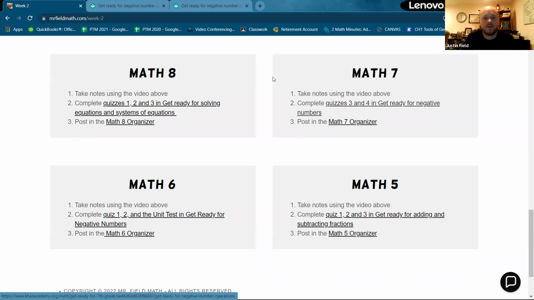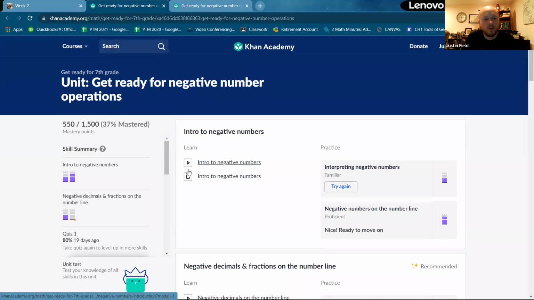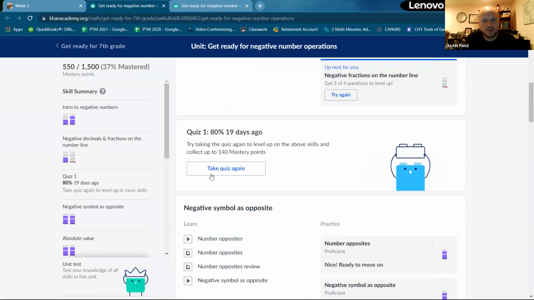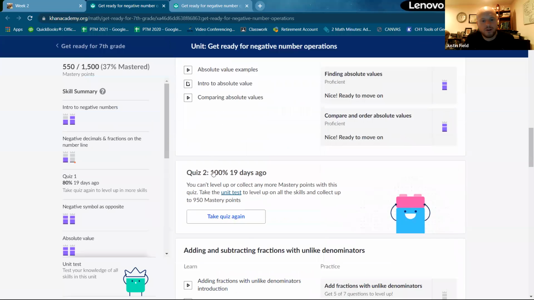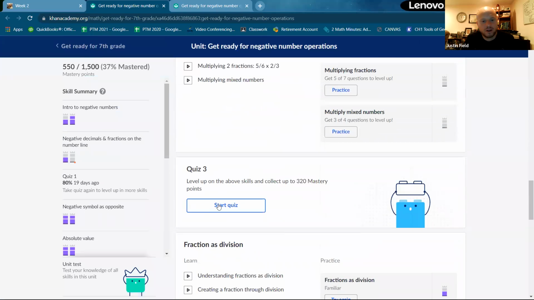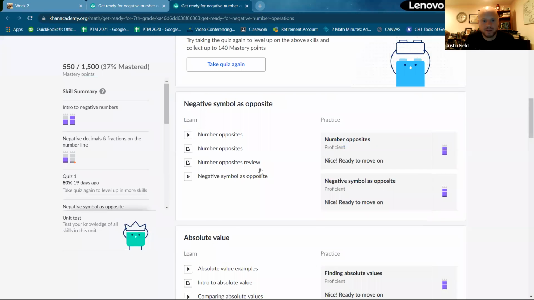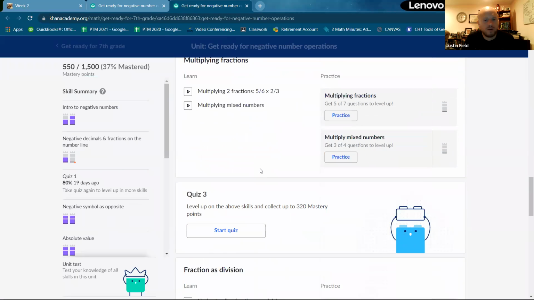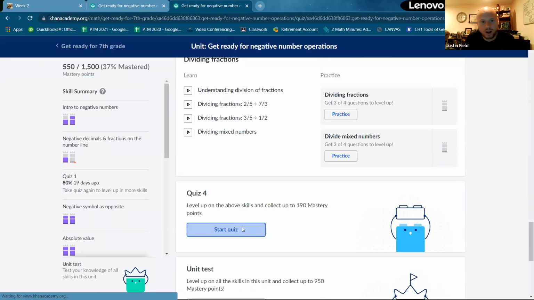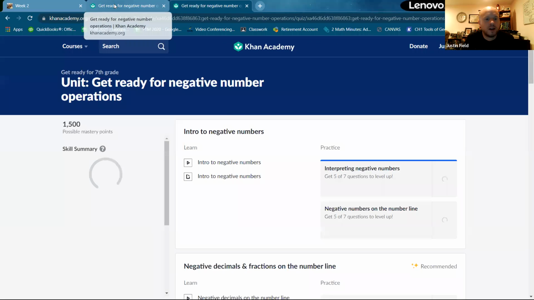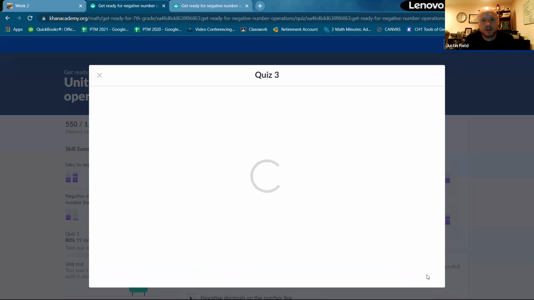Okay, negative numbers. This is so important in 7th grade that you master the negative numbers, because they will follow you the rest of your life. And if you can get a good grasp when you're learning them, you'll be in good shape.